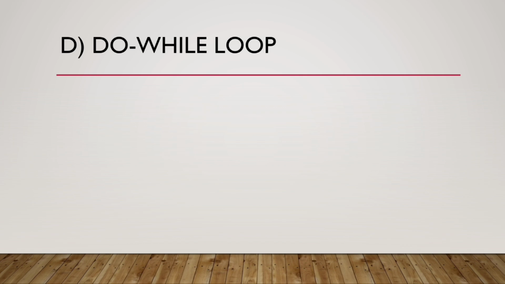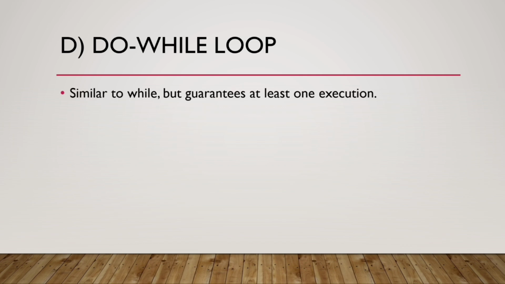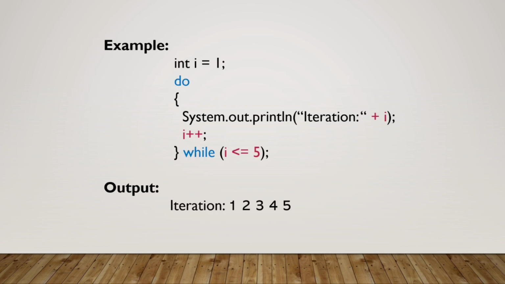D. Do-while loop. Similar to while but guarantees at least one execution. Syntax: do { loop body } while (condition); Example: int i = 1; do { System.out.println("iteration " + i); } while (i <= 5); Output: iteration 1, 2, 3, 4, 5.